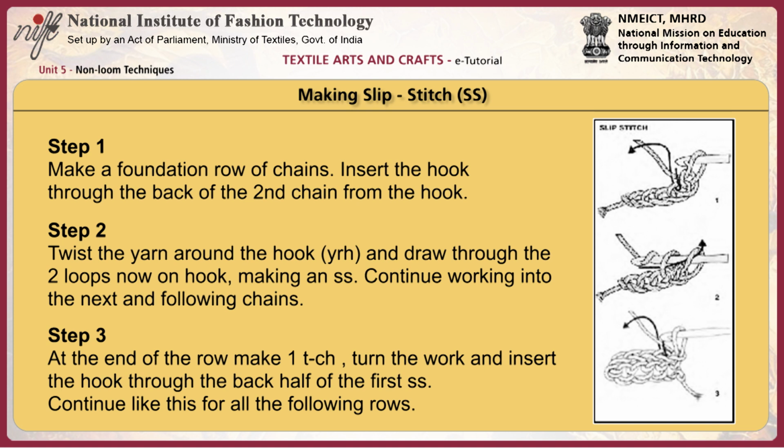Continue working into the next and following chains. At the end of the row, make 1 turn chain, turn the work and insert the hook through the back half of the first slip stitch. Continue like this for all the following rows.